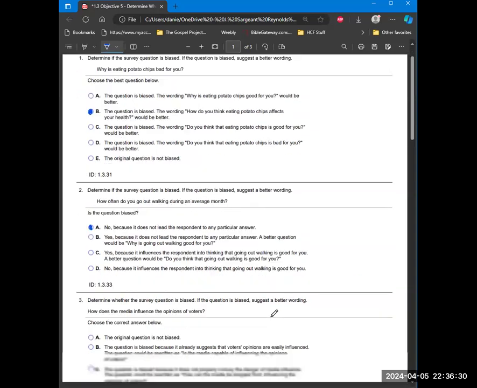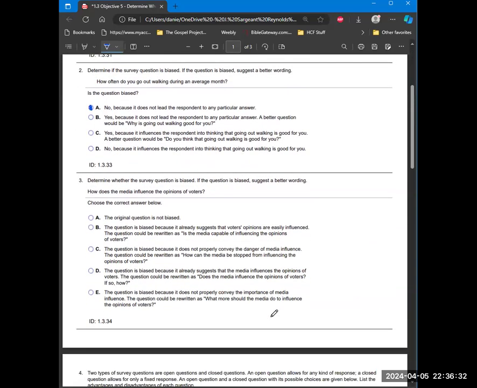Determine whether the survey question is biased, and if the question is biased, suggest better wording. How does the media influence the opinions of voters? The question is biased because it already suggests that the media influences the opinion of voters. The question could better be written as, does the media influence the opinion of voters? If so, how? So that would be D.